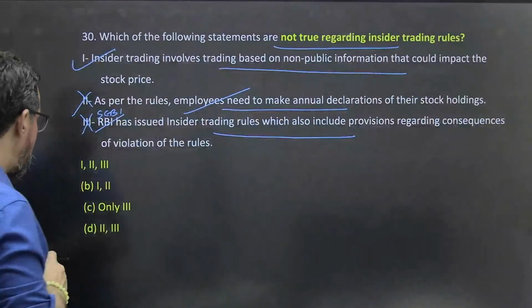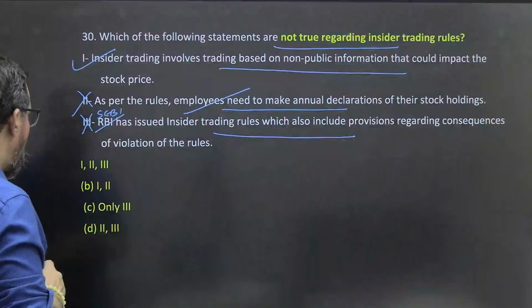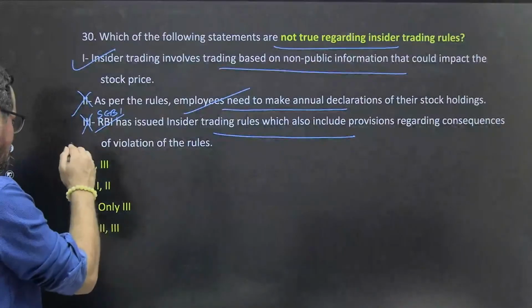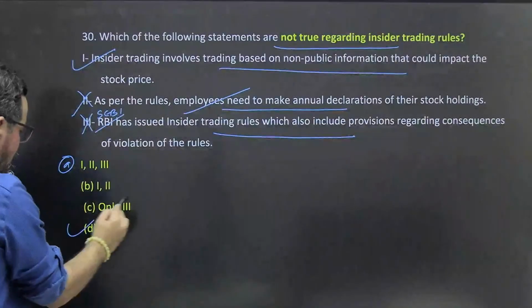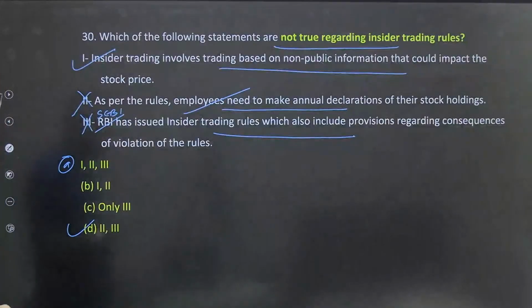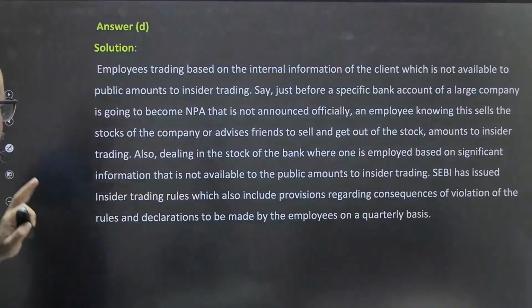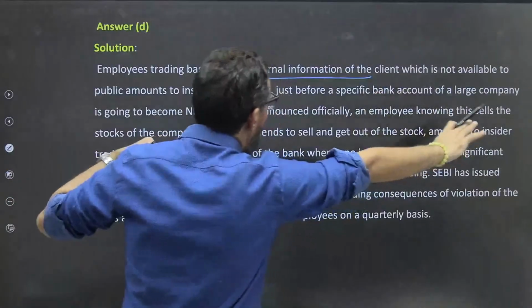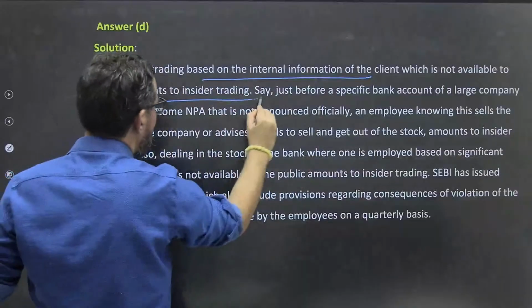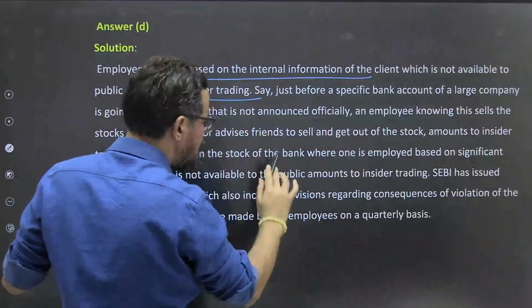People are saying C. No, I'll go with second and third. The incorrect statement is A, so D should be the right answer for this one. Employee trading based on internal information of the client which is not available to the public is insider trading. So this is the one statement.